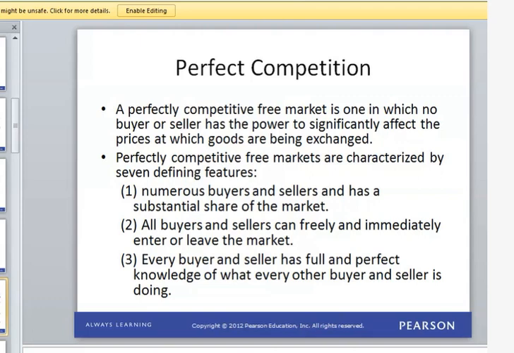The second criterion of perfect competition is that all buyers and sellers can freely and immediately enter or leave the market. Take the example of nasi lemak in front of my house, facing the main road. I think there are not less than 20 sellers of nasi lemak on both sides, within about a 1 kilometer radius. We call that numerous. And of course there are also a lot of buyers. So it meets the first one, and it meets the second one.